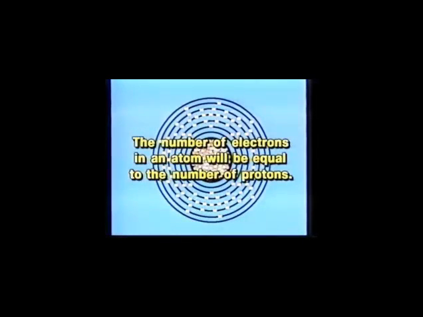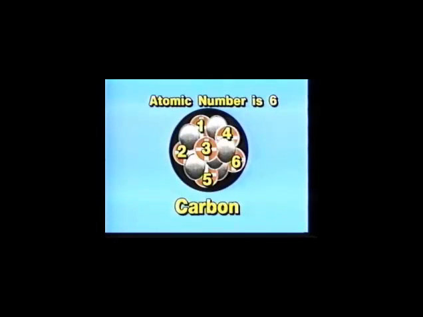The model for atomic numbers also takes into account the number of electrons in an atom, reasoning that since atoms are electrically neutral, the number of electrons in an atom will be equal to the number of protons. Let's look again at the carbon atom, where the atomic number is 6, which indicates that the number of protons in the nucleus and the number of electrons in orbit around the nucleus are both 6.